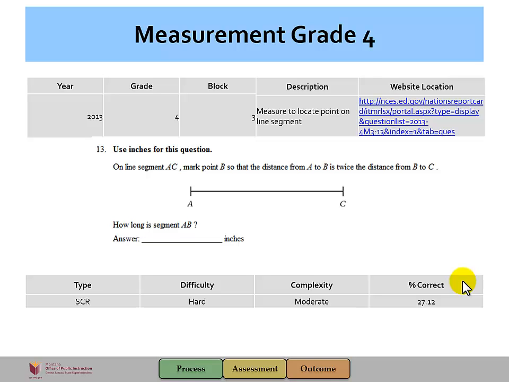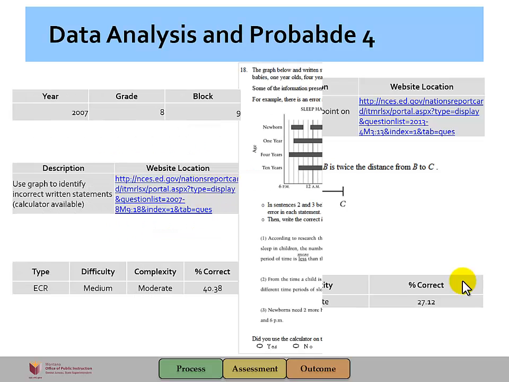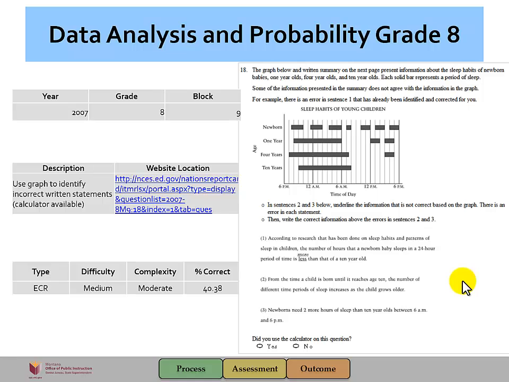And lastly, if we look at revised Bloom's taxonomy, we could say that this is apply, that it is an excellent fit, and our evidence for that decision is they are carrying out a procedure. So here we have an item that was assessed in 2007 at grade 8. The item is: use a graph to identify incorrect written statements.